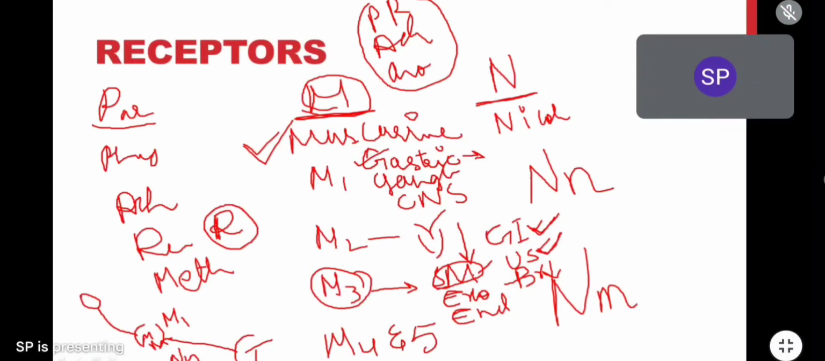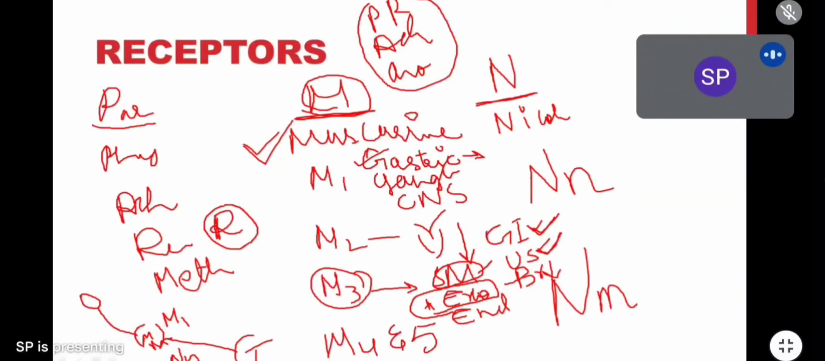Yes. M3 receptors are present on smooth muscles, not all, particularly in the GI tract, in the urinary system and in bronchioles. It is not present on the smooth muscle of blood vessels, remember that. Now M3 receptor is also present on all exocrine glands.